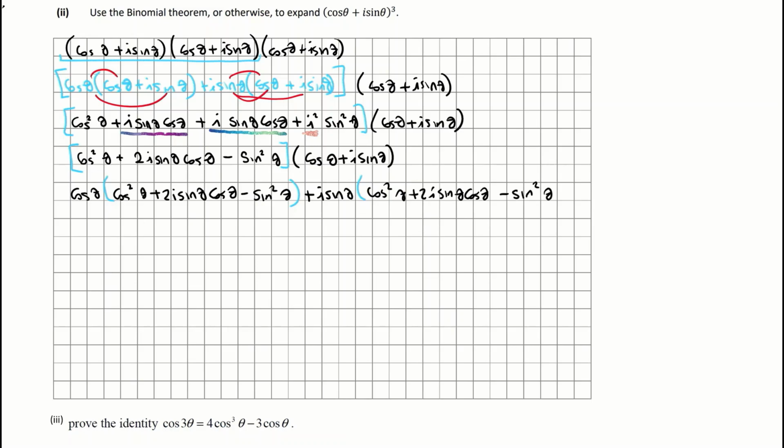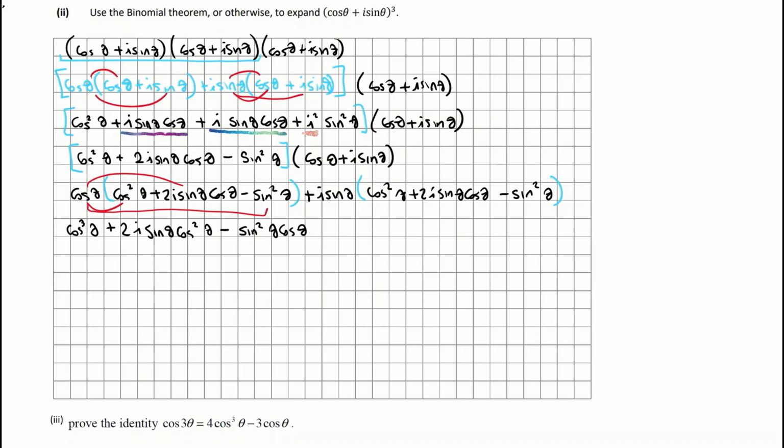So again, like we said, this is just advanced algebra really. Multiplying in my first bracket, so what are we getting there? Cos theta by cos squared theta is cos cubed theta. Cos theta by 2i sine theta cos theta is giving me plus 2i sine theta, don't change, cos theta by cos theta gives me cos squared theta. And my final jump there is my cos theta by minus sine squared theta will give me negative sine squared theta cos theta.